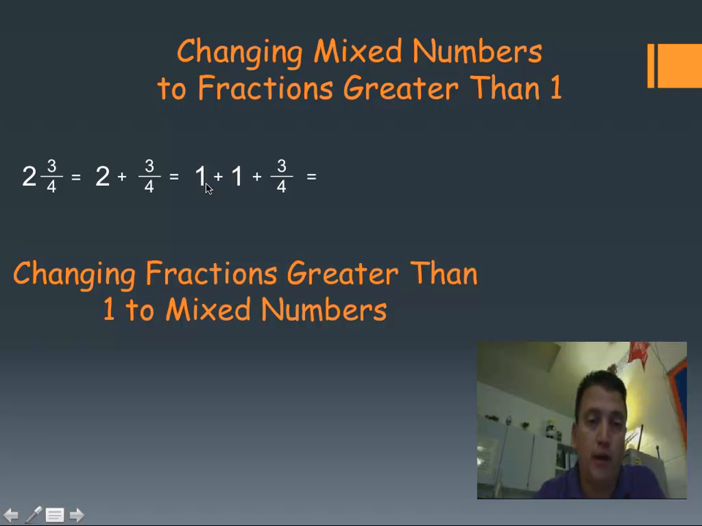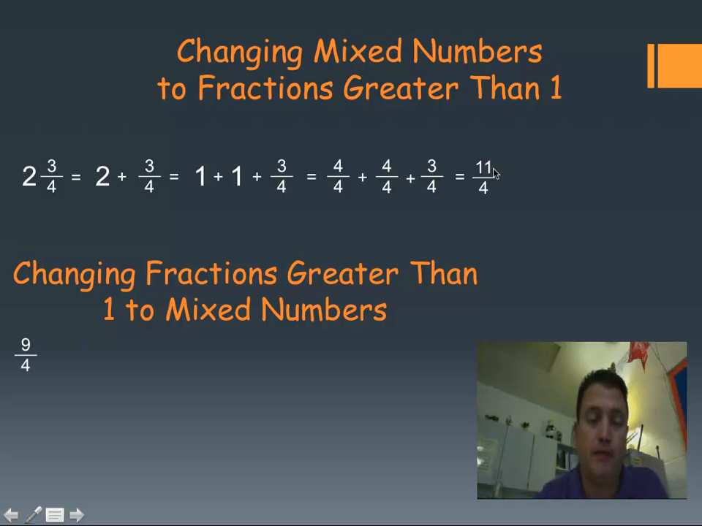Now I'm going to change my 1s into fraction form. All I have to do is look at my denominator. My denominator is 4. I have to remember when I'm talking about a fraction that's one whole, it's going to be 4/4. Numerator and denominator have to be the same. So 4/4 plus 4/4 plus 3/4, which equals 11/4. All I have to do is add that up. 4 plus 4 is 8. 3 more is 11. Okay?